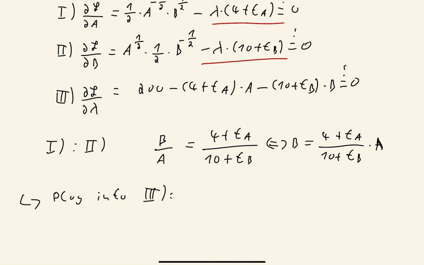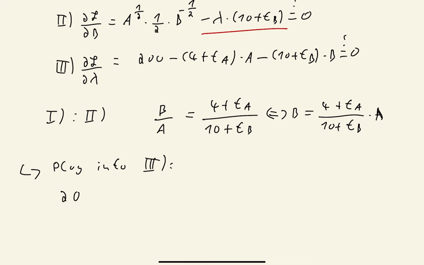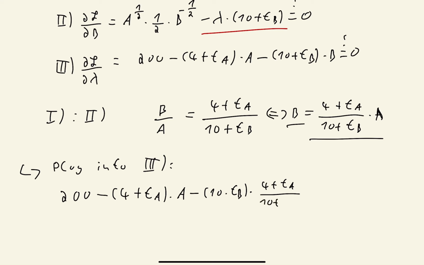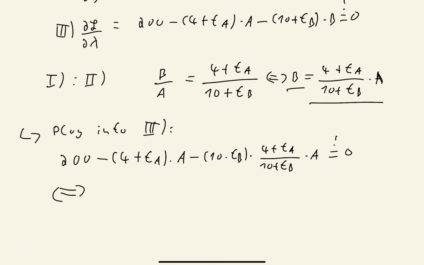And what we then get is 200 minus (4 plus tA) times A minus (10 plus tB) times, now we plug in for this expression here, (4 plus tA) divided by (10 plus tB) times A, and this should be equal to 0. Now if we solve this for A, we get A star being equal to 100 divided by (4 plus tA).